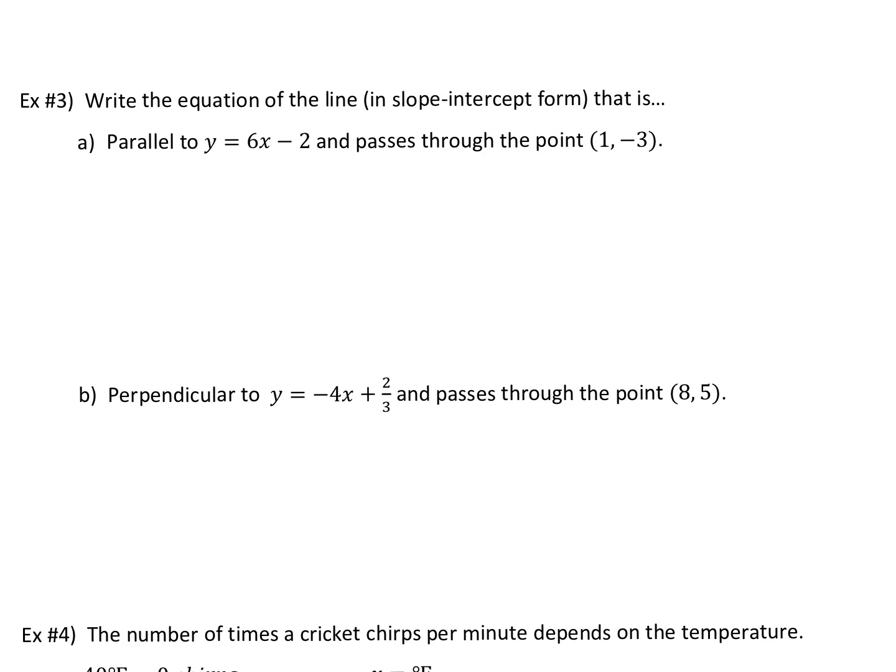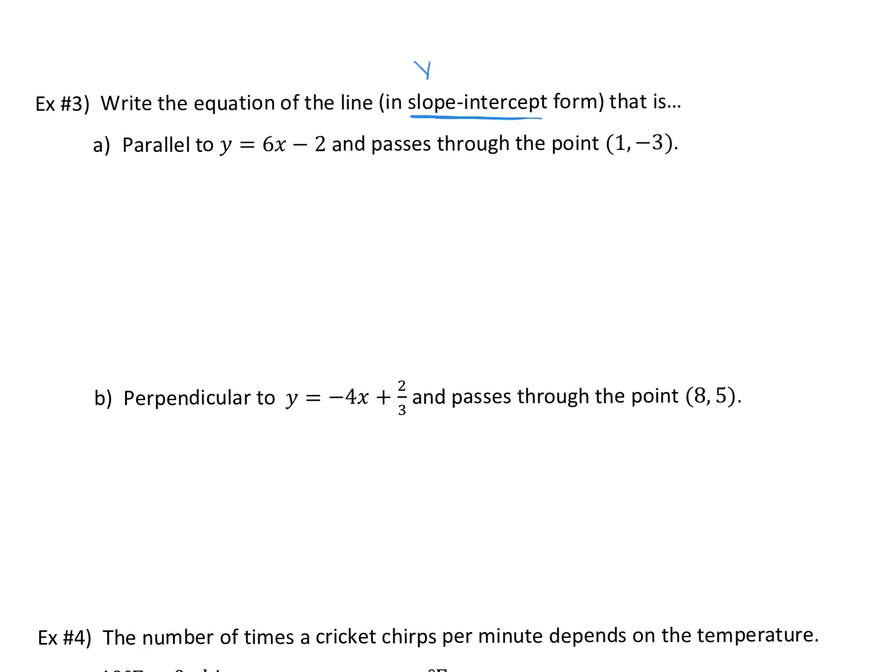Okay, so this says write the equation of a line in slope-intercept form. Remember, that's y equals mx plus b. That is parallel to this equation, y equals 6x minus 2, and passes through this point. Okay, so parallel, but passes through a given point. What are they trying to get you to see with this? If it's going to be parallel to that, what is important information there? The slope. Yeah, we would know our slope is going to be 6, right? So we want to pull out a slope of 6 for that.